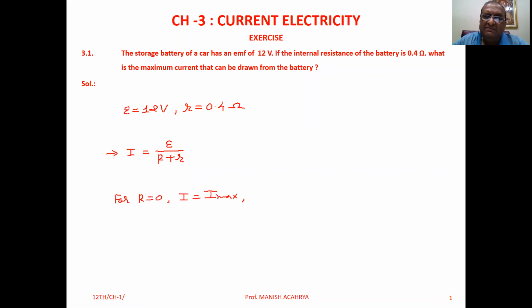Now to obtain the maximum current from the battery, from this equation we can say if this R, the resistance in the external circuit, is equal to 0, then the current drawn from the battery will be maximum. So for R equal to 0, I will be maximum. So we can write I maximum equal to E by r. Take capital R equal to 0. So 12 upon 0.4. So 30 ampere, that is your answer. Clear?